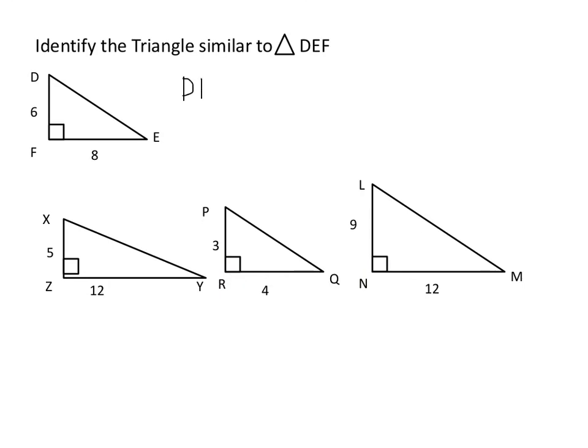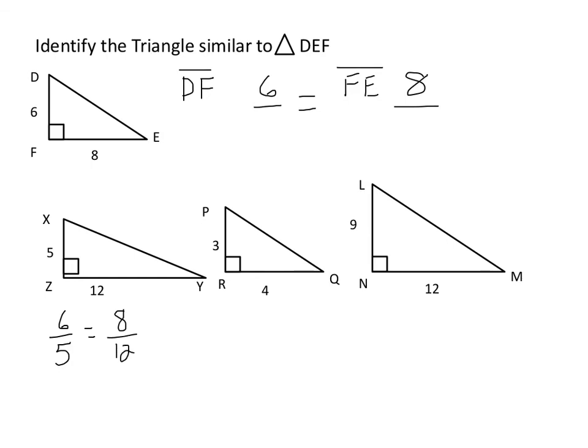So what I'm going to do is start with DF. DF is 6. We are going to compare DF and make sure it's the same proportion as FE. FE is 8. So we're going to look at our different proportions. They're going to be on the top. In our first triangle we have XYZ. XZ is in the same place as DF. So we have 6 over 5 has to be the same as 8 over 12, because YZ is in the same place as EF or FE. Now, since 6 over 5 is an improper fraction and 8 over 12 is not, these are not similar.